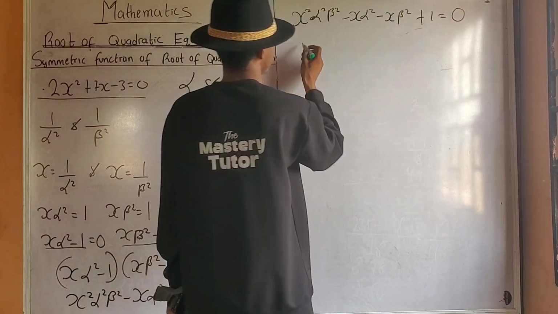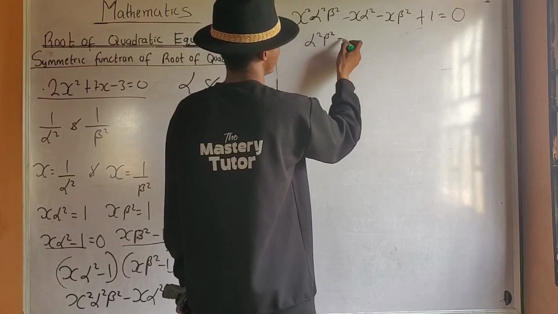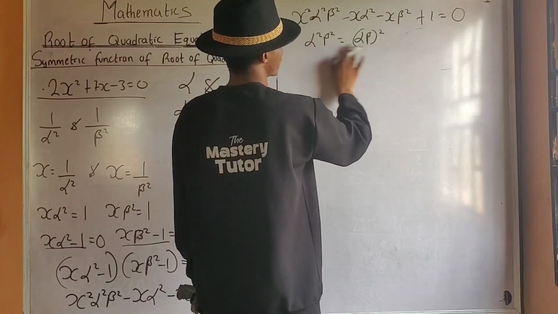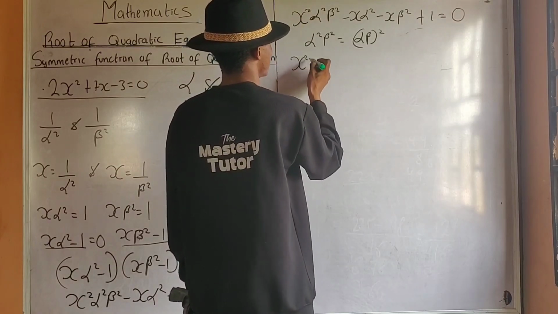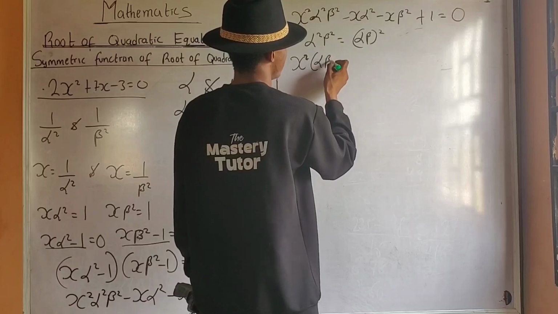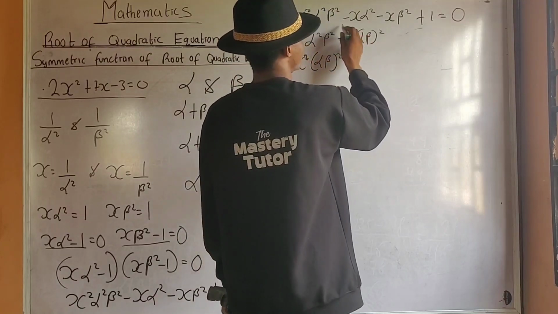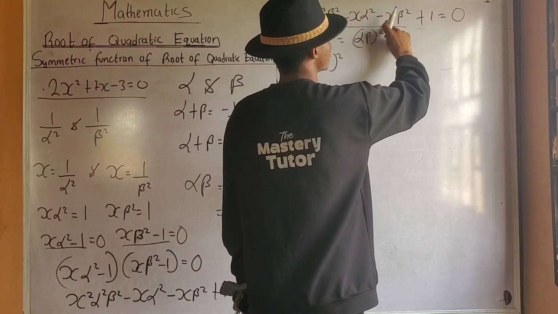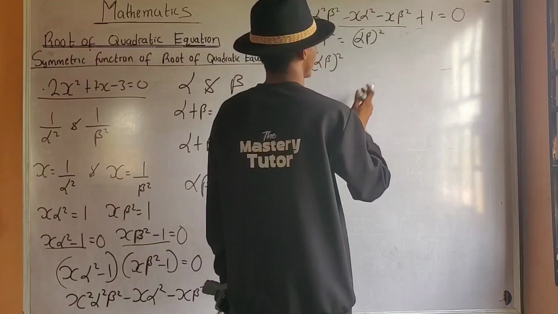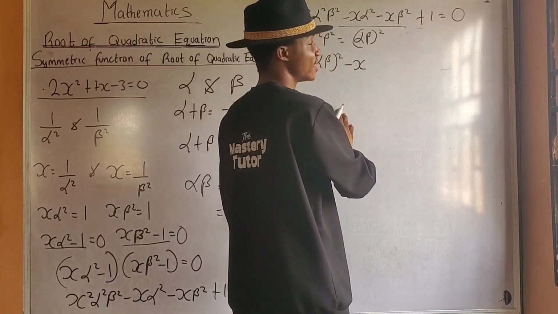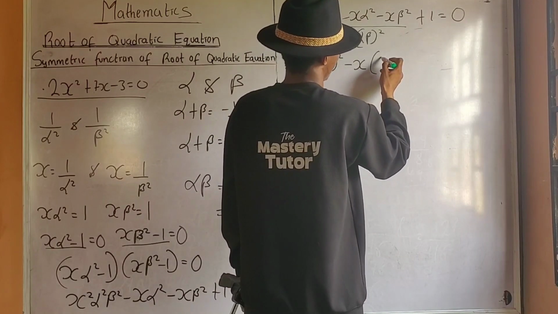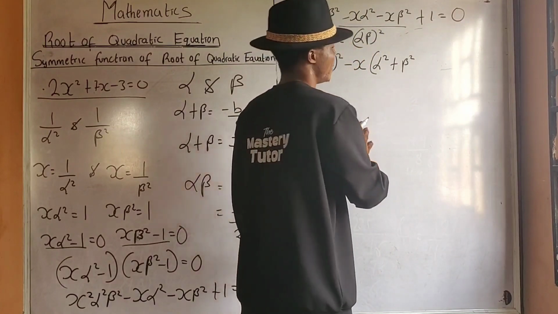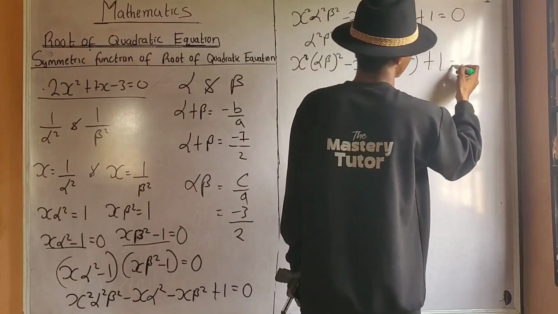Now, do you know that alpha squared beta squared can be written as alpha beta all squared? Is that not it? So I'm going to replace alpha squared beta squared with alpha beta squared. So I'm going to have x squared multiplied by alpha beta squared. Now look at this. What is common to negative x alpha squared and negative x beta squared? Negative x is common. So I'm going to have negative x, are you getting it? Multiplied by alpha squared plus beta squared. Do you understand? So I factorize, then put plus 1 equals 0.